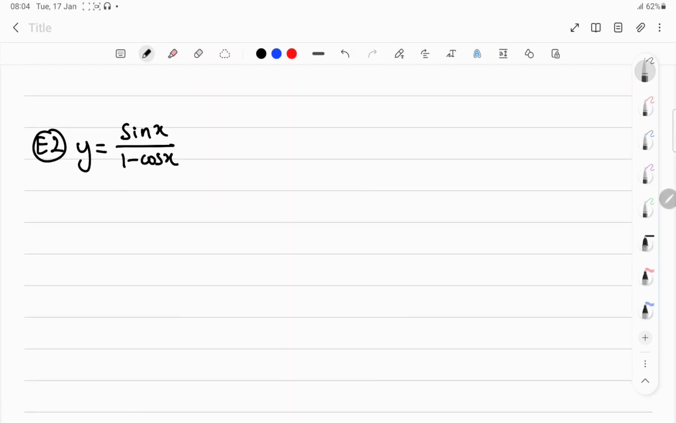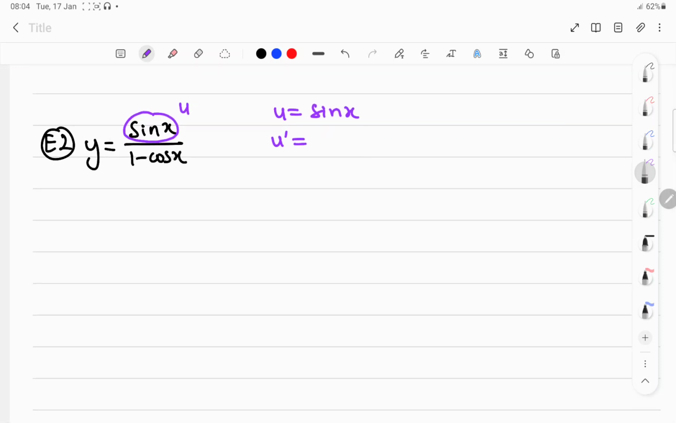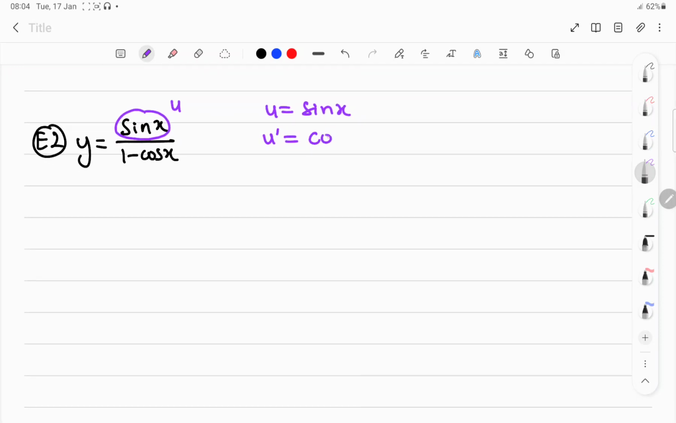y equals sine x over 1 minus cos x. For this one, we have to use the quotient rule. So this one is u. So u is sine x. Now u prime: how to differentiate sine? Differentiate sine is cosine x multiplied by differentiate of the bracket, which is x. So it is just cosine x. So that is for u.